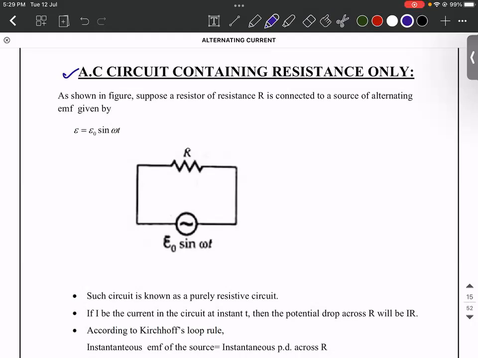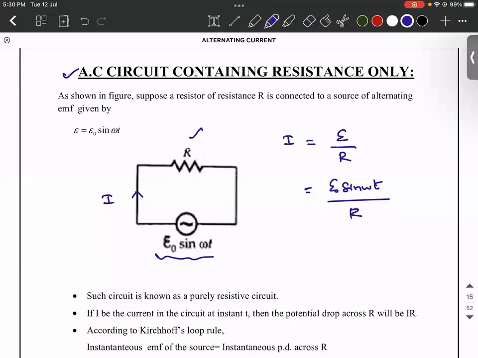Yesterday itself I told you an AC source is represented with a circle and a wave inside it. It's not a sine wave, just a wave. The instantaneous value of the EMF of this is E naught sine omega t, which is connected across a passive element named resistor. When you do this, if the current is I, then I will be equal to E divided by R, where this I is also an instantaneous value. So I can write it as E naught sine omega t divided by R.